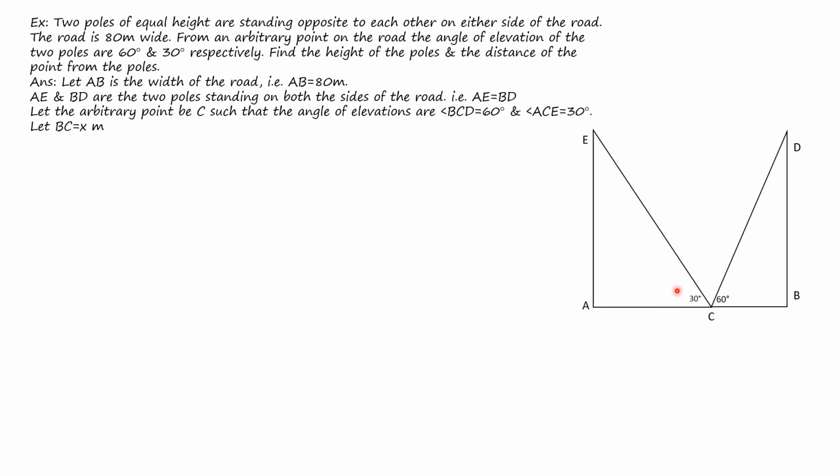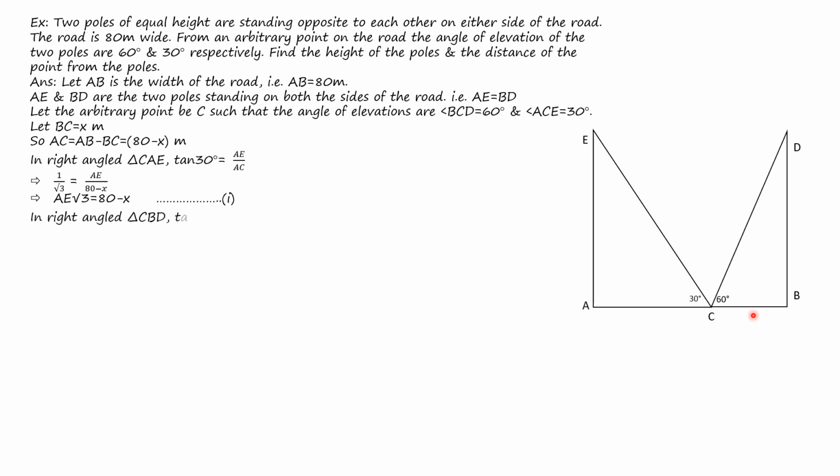Let BC equal x meters, because we have to find out the individual distance of the point from the individual poles. So AC is nothing but AB minus BC, which is 80 minus x meters. In right angle triangle CAE, tan of 30 degrees equals AE by AC, or 1 by root 3 equals AE by 80 minus x, or you can write AE into root 3 equals 80 minus x. Let this be the first equation.